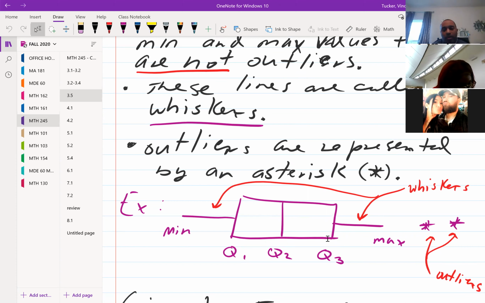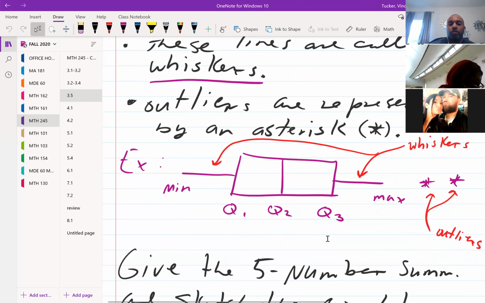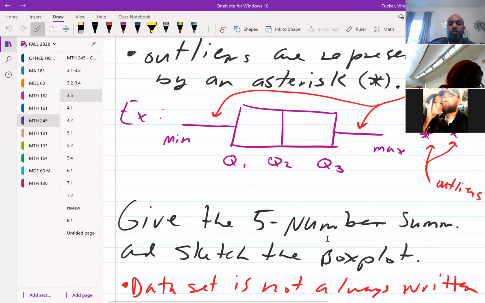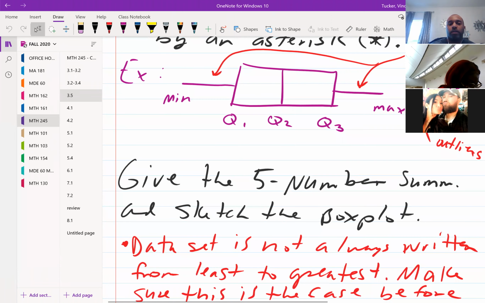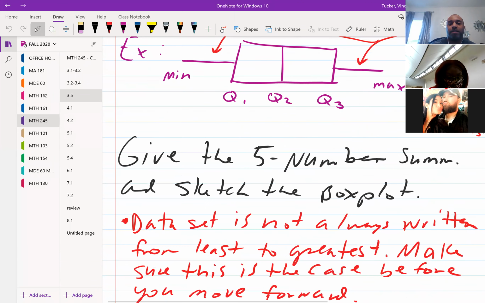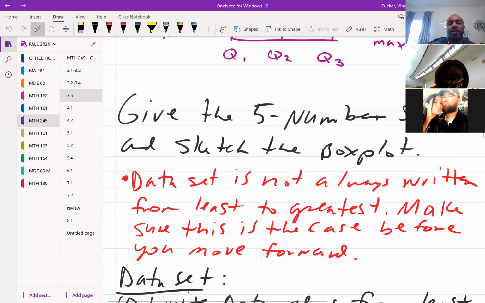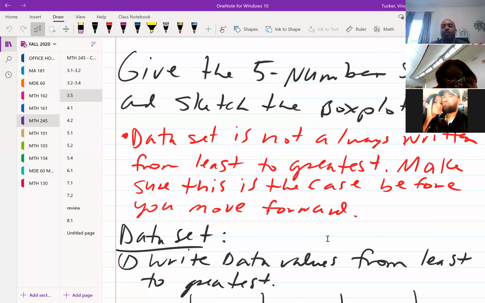All right, questions before we use this information to examine a data set? Scrolling up. Everybody good? All right, okay. So give the 5-number summary and sketch the box plot.